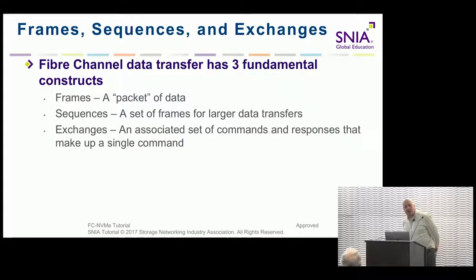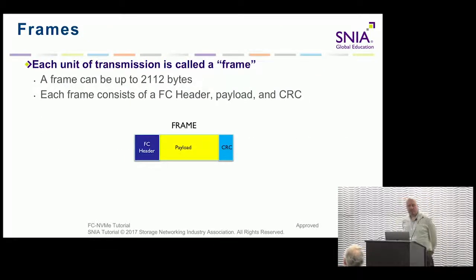And within a Fibre Channel data transfer, there are three fundamental constructs. There are frames, which is a packet of data, sequences, which is a set of frames collected together, and exchanges, which, depending on the protocols, is many times associated with a command response tied together. For a frame, each unit is 2112 bytes, and that consists of a Fibre Channel header, a payload, and a CRC.